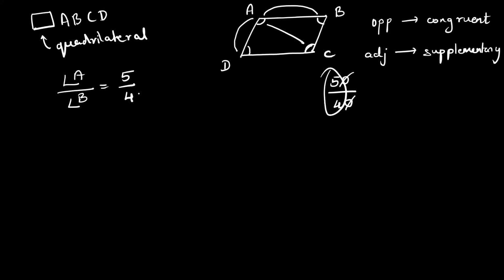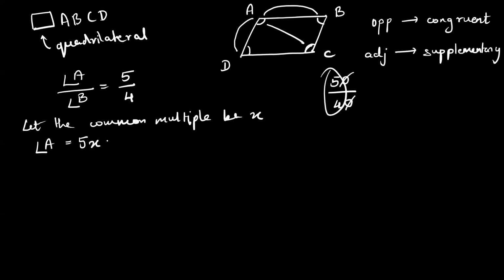So we will say let the common multiple be x. Common multiple means what got cancelled from both. So is angle A equal to 5 degrees or 5x degrees? 5x. And angle B? Angle B is equal to 4x. Correct. Now, what can I say about angle A and angle B? They are congruent or supplementary? They are supplementary. Okay.